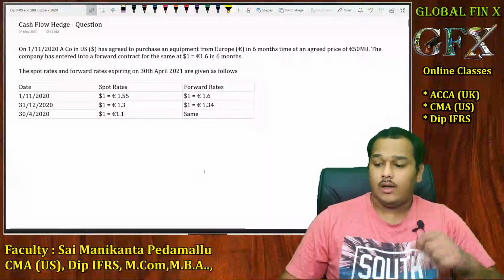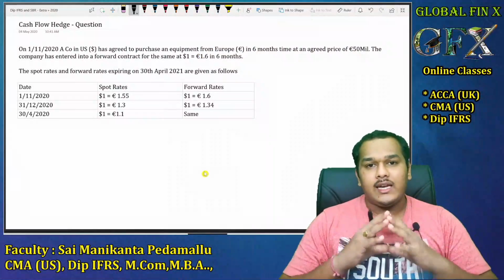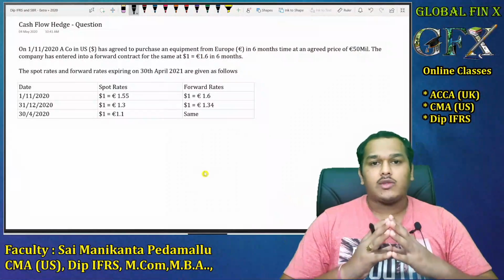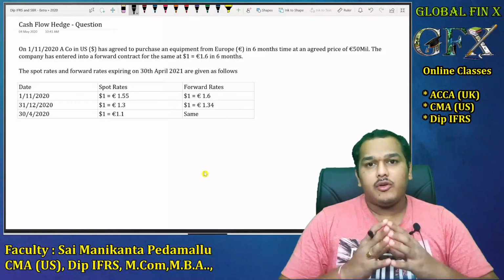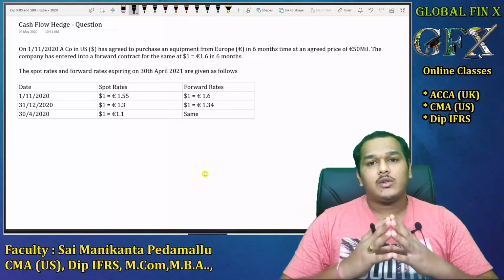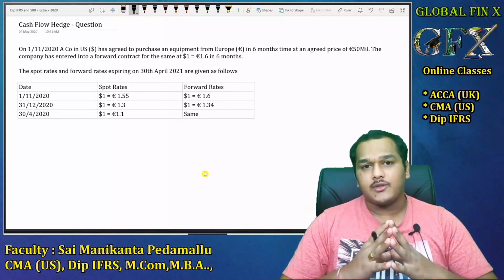Hello guys. So in this session, I'm going to explain only that hedge effectiveness, that is basically cash flow hedge, and we'll discuss the entire question again. So before discussing this entire question, first I would like to set out a few points here. The points are basically just a quick recap of how cash flow hedge works.